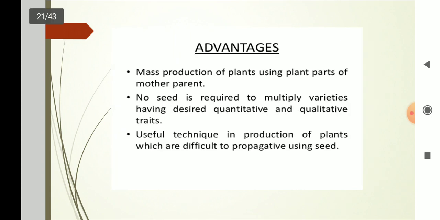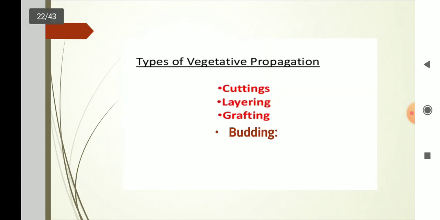Advantages of vegetative propagation: mass production of plants using plant parts of the mother parent. No seed is required to multiply varieties having desired quantitative and qualitative traits. It is a useful technique in the production of plants which are difficult to propagate using seed. So there are different types of vegetative propagation. First is cutting, second layering, third grafting, fourth budding.